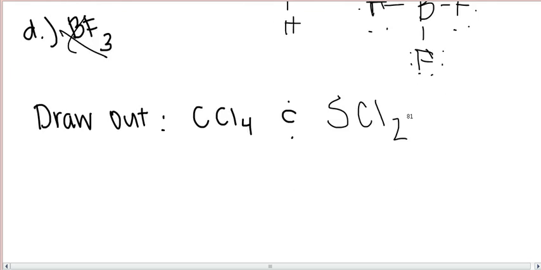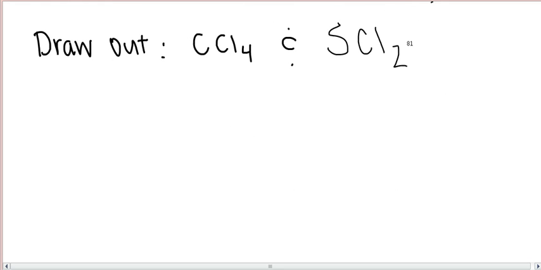So now if we come down here, we'll try out another problem. You're going to draw out CCl4 and SCl2, and then we will decide which is polar and nonpolar. You can take this time to pause the video and try this out.